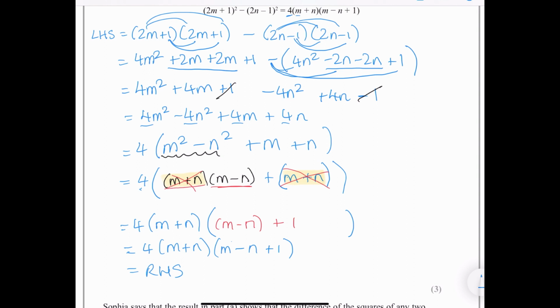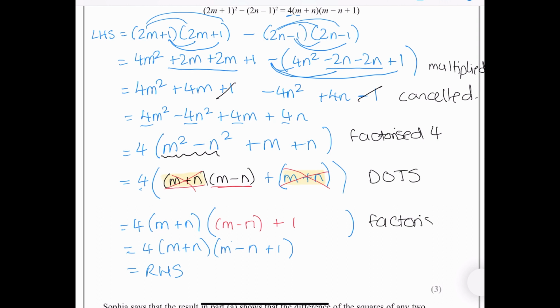Let's give you a minute to see what I've done. Here we multiplied. There we've cancelled the ones. There I've factorized the 4. Here was the difference of two squares. There I factorized the m plus n out. And that's it. That's my proof done.